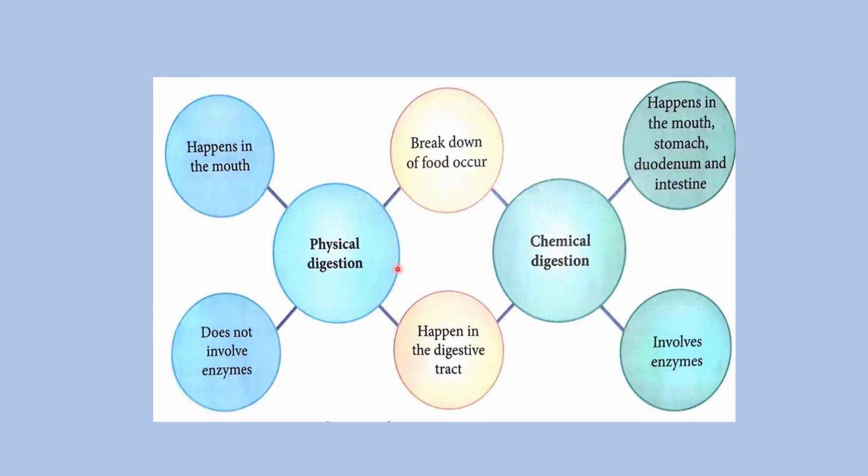Between these two digestions, the similarities are that the breakdown of food occurs, and both happen in the digestive tract. Then the differences: physical digestion happens in the mouth, while chemical digestion happens in the mouth, stomach, duodenum, and intestine. Physical digestion does not involve enzymes, but chemical digestion involves enzymes.